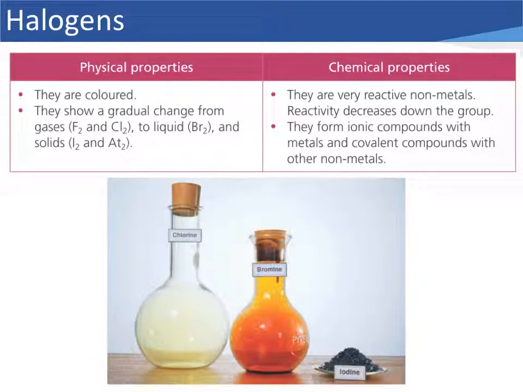Here's a look at iodine, bromine, and chlorine. Bromine is a very volatile liquid at room temperature. You can see some of the bromine vapor. Iodine's a solid, chlorine is a gas. They do tend to have color, and bromine is kind of a brownish color. Iodine, again, is that kind of purplish color. They are quite reactive as nonmetals. They form ionic compounds with metals and covalent compounds with other nonmetals.